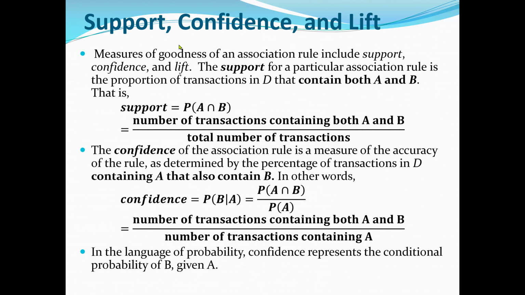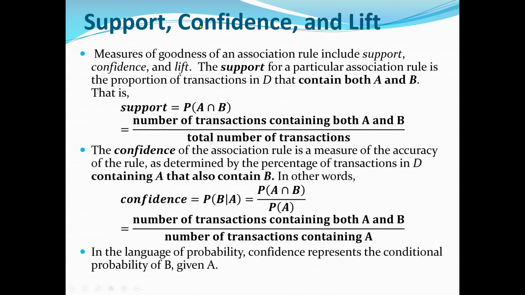So for example, we set our minimum threshold for support to be 0.2. Now, if I generate a rule and I find the support was less than 0.2, that means the rule is not good. It's a weak rule. And we will talk about this again when we cover the Apriori algorithm.